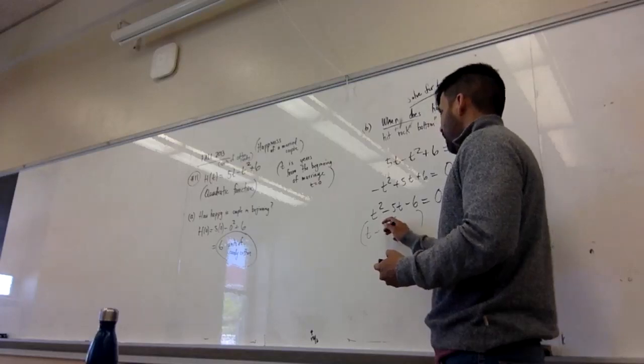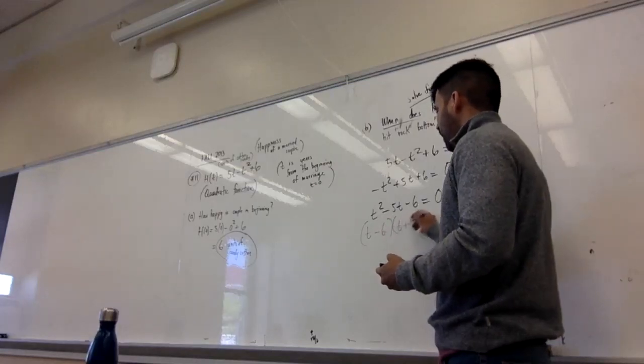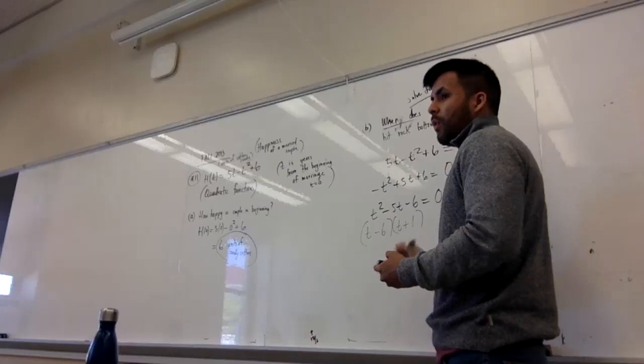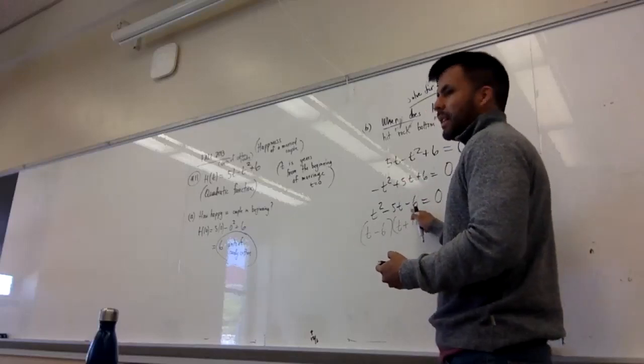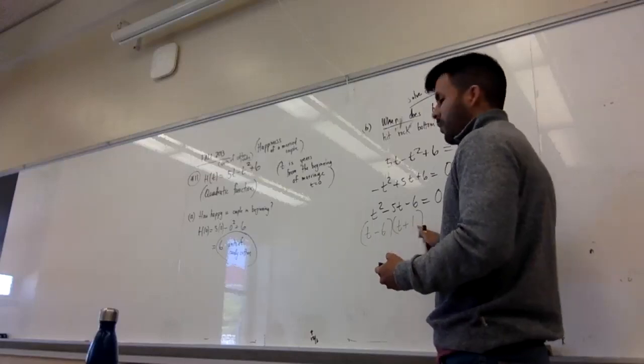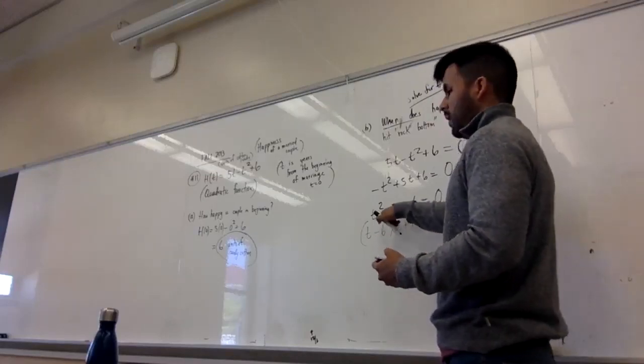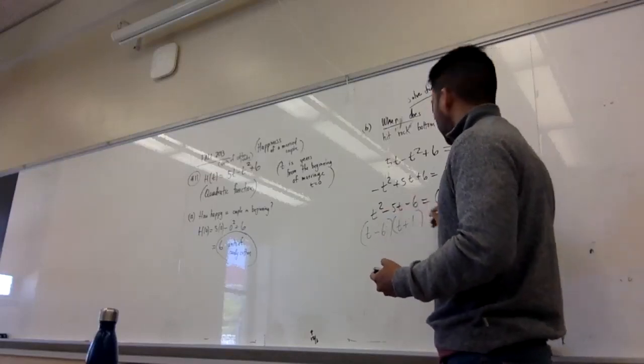Yes. It's t minus 6 and t plus 1, right? It's not minus 3 minus 2. Why? Because negative 3 times negative 2 is positive 6. This is minus, so it has to be a minus 6 and a positive 1, because when you add these, you get negative 5, and when you multiply them, you get negative 6.